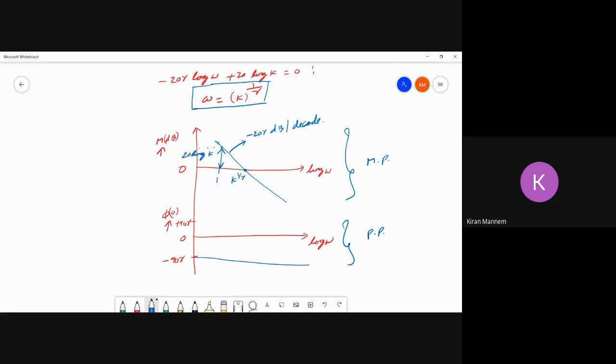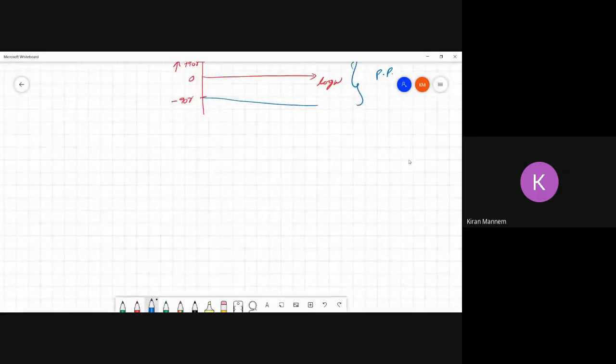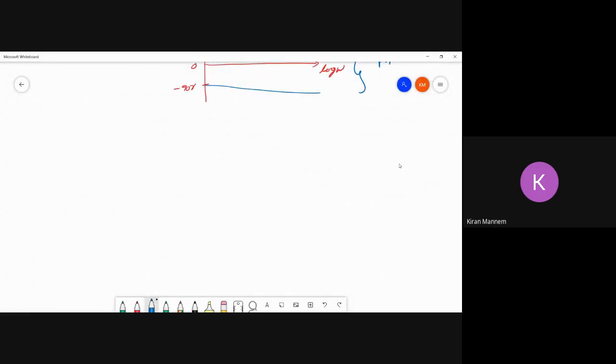So if you don't have any questions, let us move on to the next basic factor. Seventh one, the basic factor of the form 1 by 1 plus j omega t.